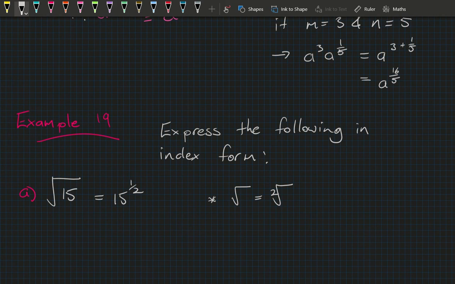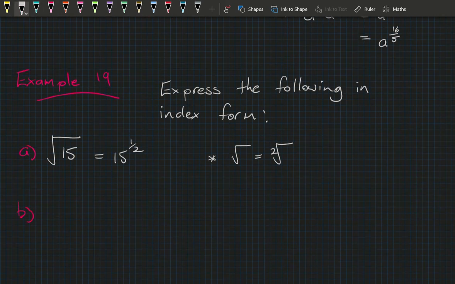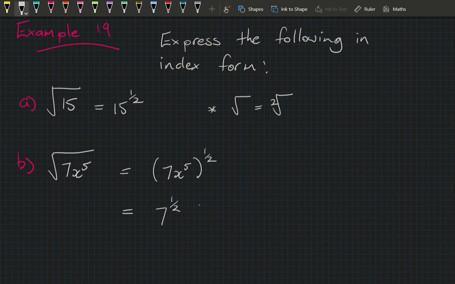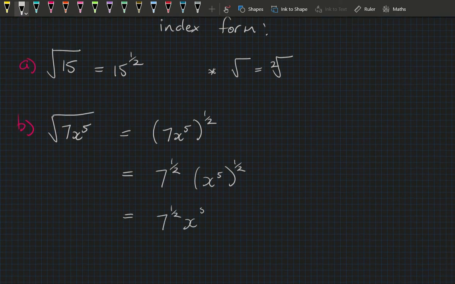So let's just move on to part B, where we have the square root of 7 times x to the 5. So the first step is to turn that root into an index form. So we've now got 7 times x to the 5, all raised to the power of a half. And then using index law 4, that's equal to 7 to the half times x to the 5 raised to the half. And then index law 3 says we've still got our 7 to the half there, but we've now got x to the 5 on 2 as well. Of course, you could re-express 7 to the half as the square root of 7, but that sort of defeats the purpose of what we'll try and do, okay?